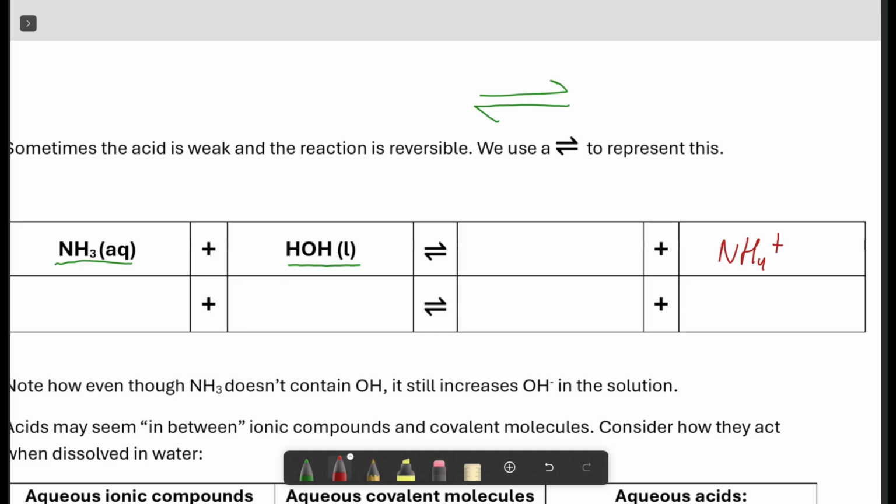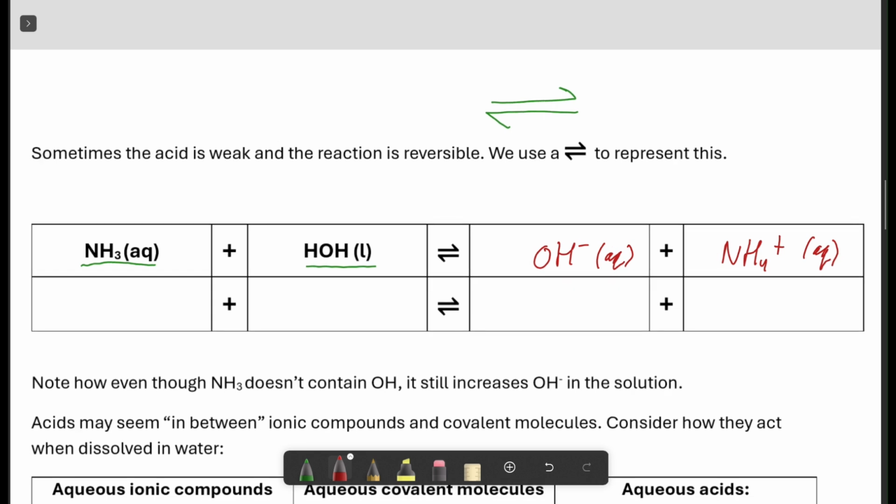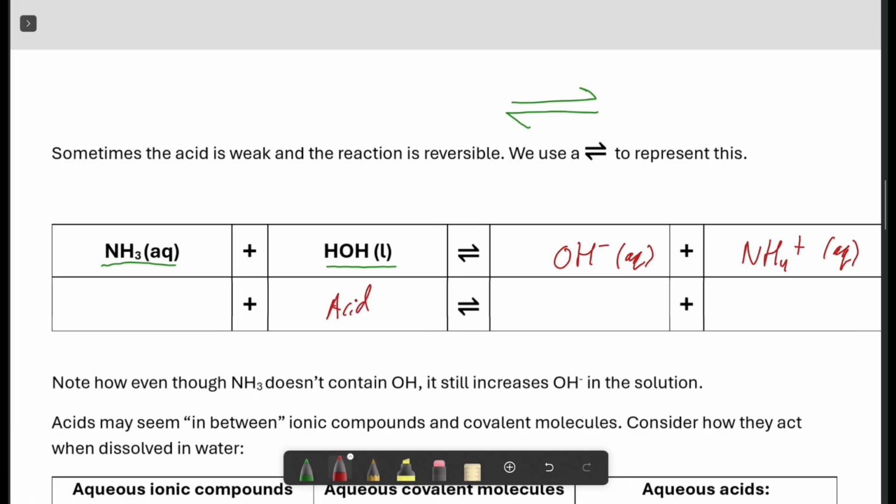Where did that extra hydrogen come from? The water. So now I have the OH right here. That's going to be left over. OH negative. And these are all aqueous, dissolved in the water. So OH negative, NH4 plus. The water in this case, is it acting like an acid or a base? This one right here is an acid because he's giving his hydrogen away. And the NH3 was a base.